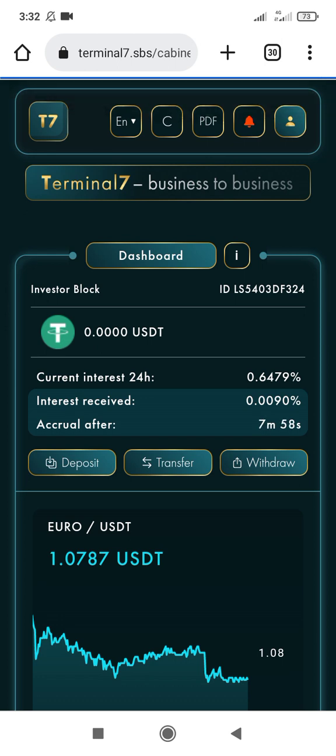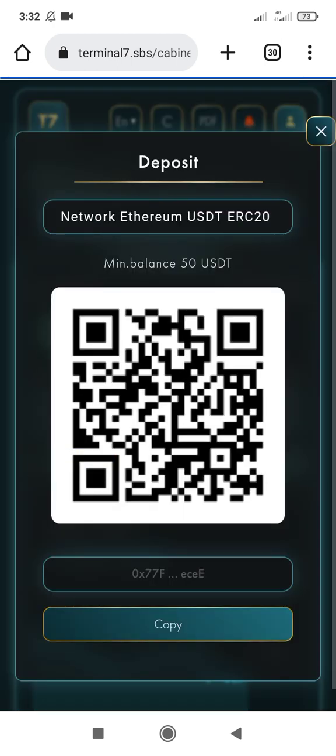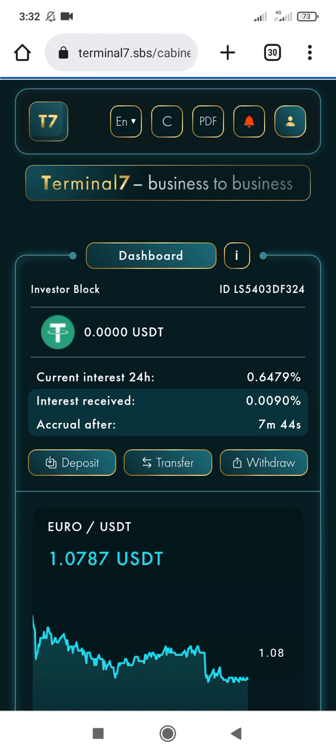So when you deposit money, the percent you collect, you just go to deposit. Minimum is 50 USDT. So when you deposit 50 USDT here, the interest they'll be giving you is 64% of 50 USDT. So the interest you will receive is 0.0090% that you will receive.